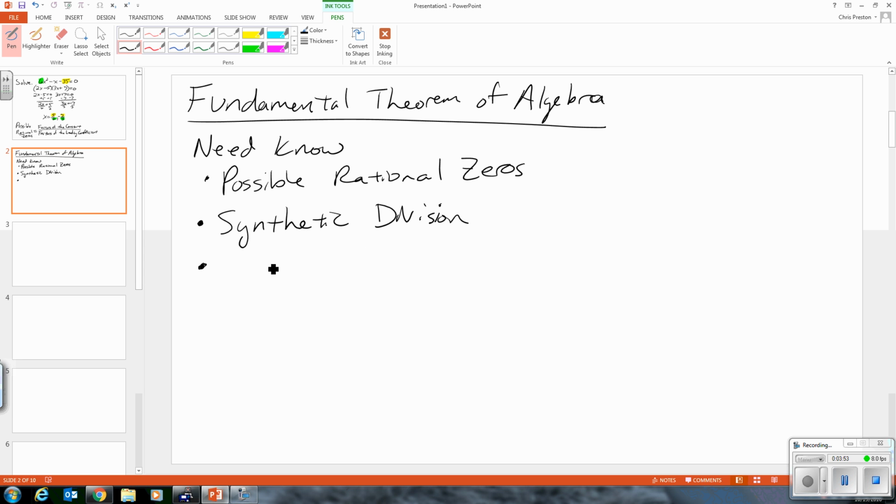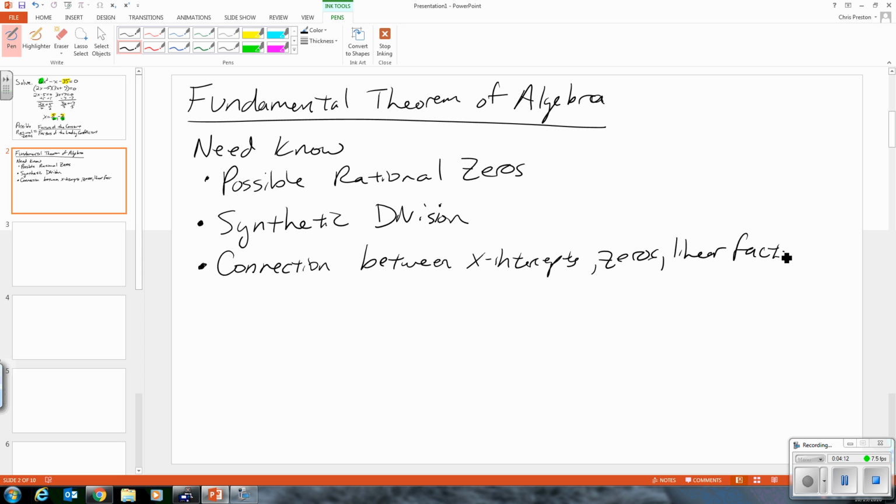We need to know the connection between x-intercepts, zeros, and linear factors. For example, if you have 3, 0 as an x-intercept, then x equals 3 is a zero, and x minus 3 is a linear factor. So that connection there, we need to know that.